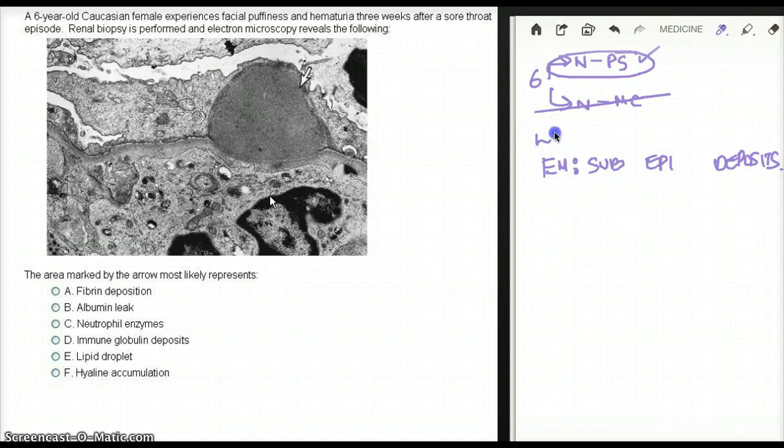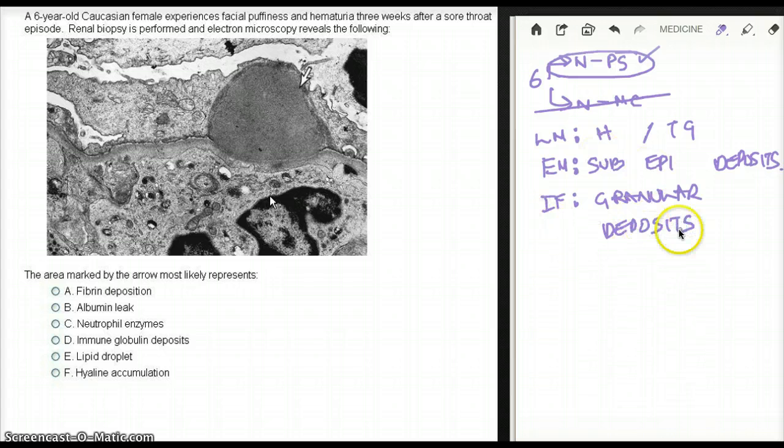What are we going to see on light microscopy? On light microscopy, we're going to see hypercellularity and thickened glomerulus. What are we going to see in immunofluorescence? Immunofluorescence, we are going to see granular deposits. We're going to see granular deposits everywhere. We're not going to see a smooth deposit, we're going to see granular deposit. But here they're talking about electron microscopy. Renal biopsy is performed, electron microscopy reveals which of the following. So this should be subepithelial deposit.